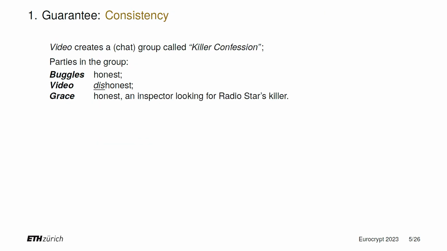Okay, another guarantee that we may want is consistency. So consider what if Video now creates a chat group called Killer Confession, and there are three parties in this group. There is Buggles, who now is honest, Video, who now is dishonest, and the third party is Grace, and Grace is honest and is an inspector who is looking for Radio Star's killer.